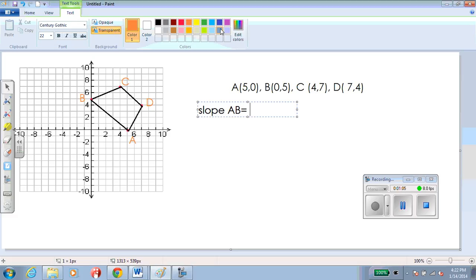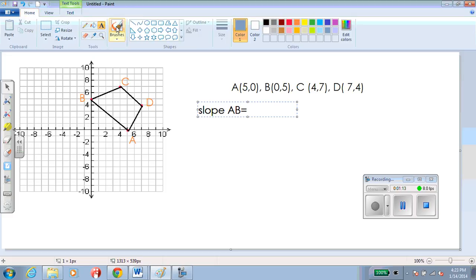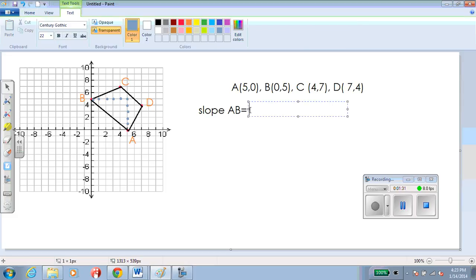So first, I'm going to look at the slope of AB. To get from A to B, I first have to go up 1, 2, 3, 4, 5, and over backwards 1, 2, 3, 4, 5. So since I had to go backwards, my slope is negative. It's negative 5, or 5 over negative 5, so the slope would be negative 1.